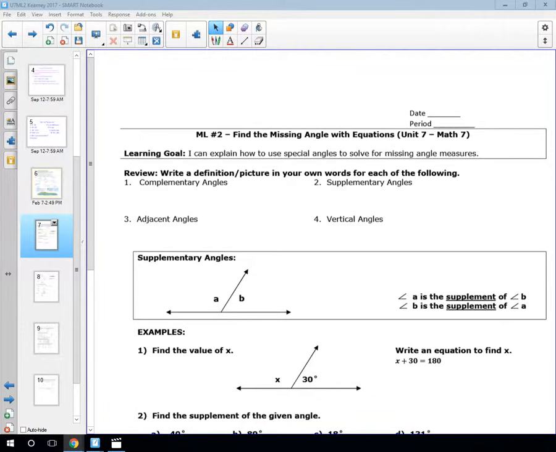And hopefully at this point you've already done this, but if you haven't, pause the video and write in a quick definition and a picture for each of those just to jog your memory, because that's going to help you with today's lesson. So before we get started, take just a minute and read your learning goal, and go ahead and write entry number 2 at the top of your mini lesson.